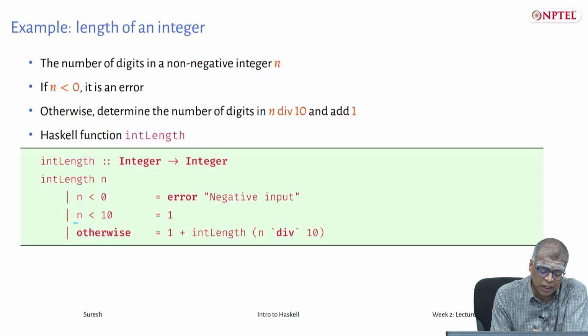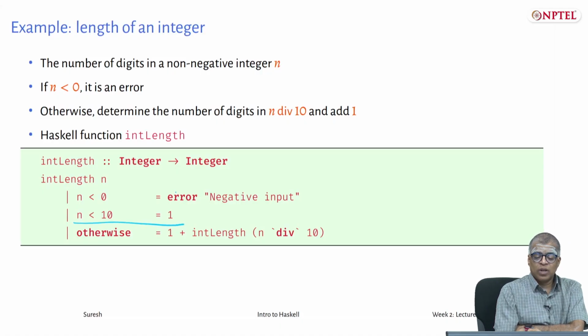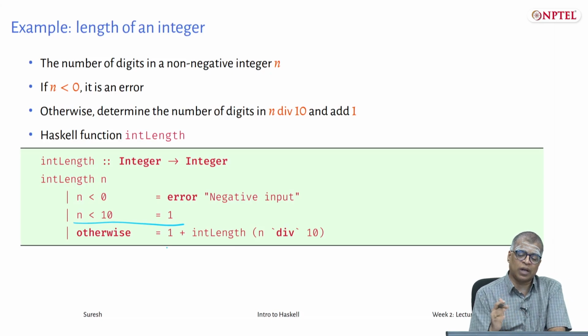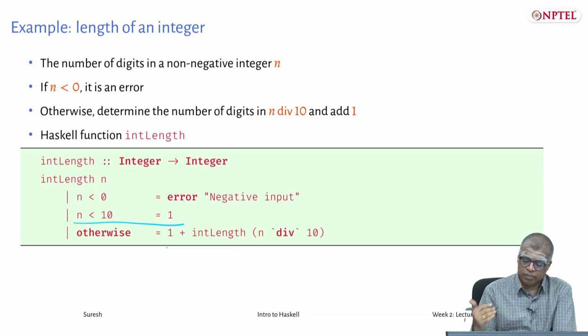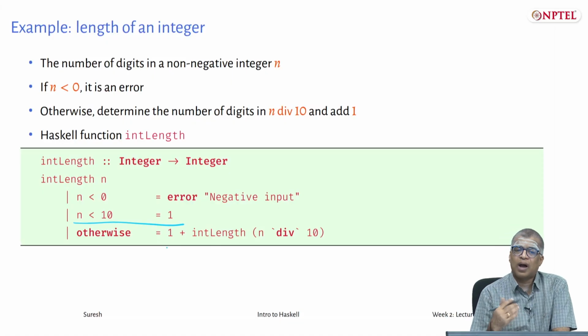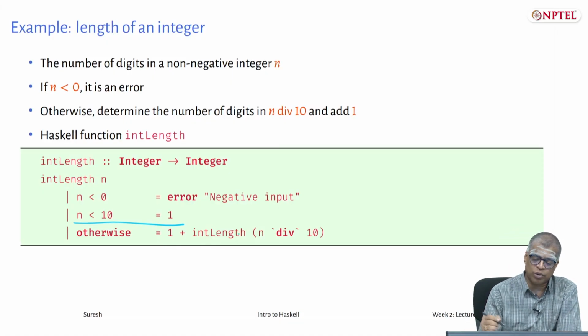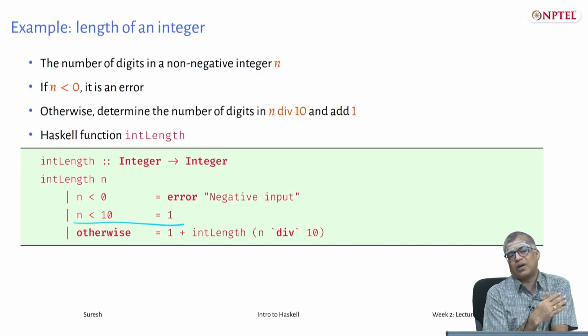So if n is less than 10, then the length is 1. Otherwise, I want to just divide n by 10 and then find its length and then add 1 to it. This is a much more straightforward way of determining the length of an integer. It doesn't involve powering 10, etc. Rather, you are dividing by 10. It's essentially the same idea, but it's easier to specify as an algorithm because you don't talk about power 10, etc. and then compare it with n. So this is easier.